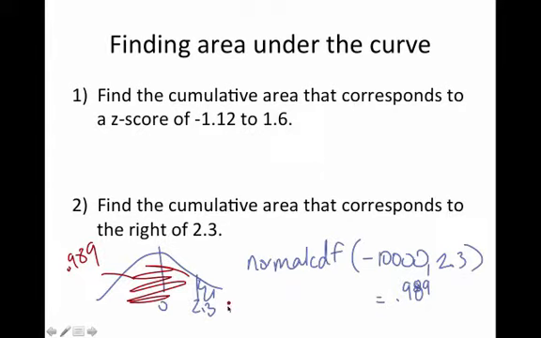Well, if I want to find the area that's in blue, all I do is 1 minus 0.989, and I get the area that's in blue, because the total area under the curve is 1. So the area in blue, the answer to my question, is 0.011.